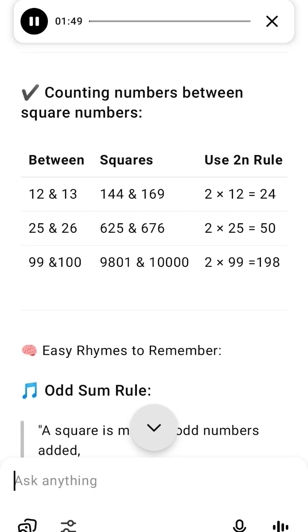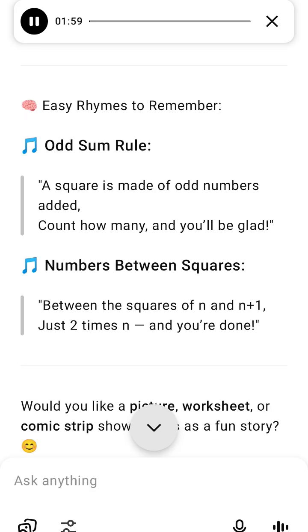Final summary. Expressing a square as a sum of odd numbers. Square number. How many odd numbers? Odd numbers added. 49 is 7 odd numbers: 1 plus 3 plus 5 plus 7 plus 9 plus 11 plus 13. 121 is 11 odd numbers: 1 plus 3 plus 5 up to 21.